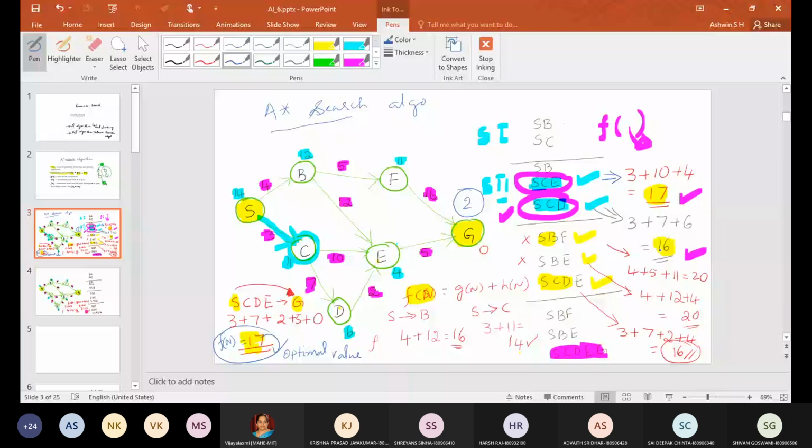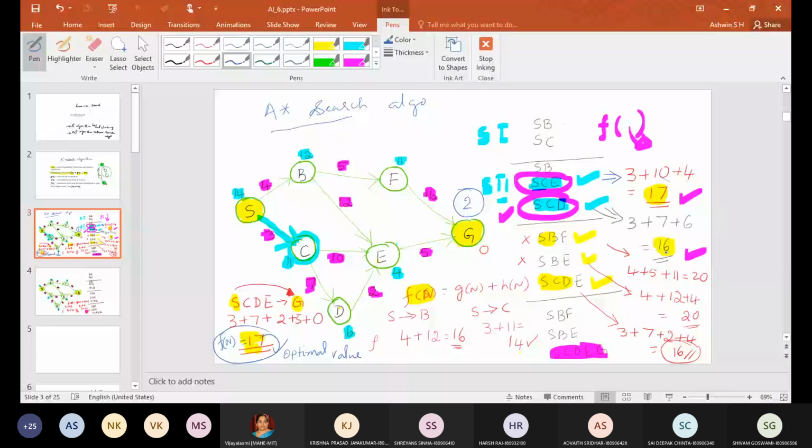See, what is the basic definition of the A star search algorithm? Any expensive path that is available, you will discard, you will not consider. SCE was considered to be expensive at that moment. It was giving you an evaluation function of 17. But we had SCD, which gave us the evaluation function 16. So we consider that. That is why SCEG may not be the optimal path.